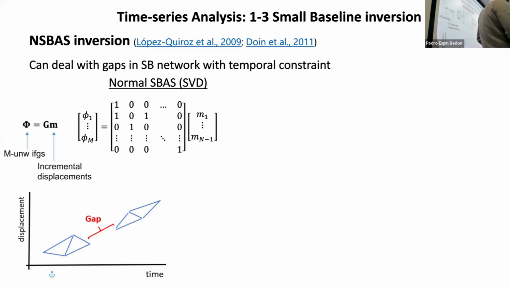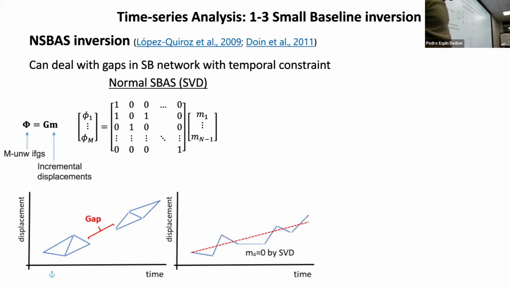such as this one, SVD is still able to estimate these values of the incremental displacements in the gap, but the values would all be 0 if you use SVD, right? SVD cannot produce a good estimation. So this is the result of the SVD estimation. All the estimated values in the period of the gap will be 0 if you apply SVD for the inversion.